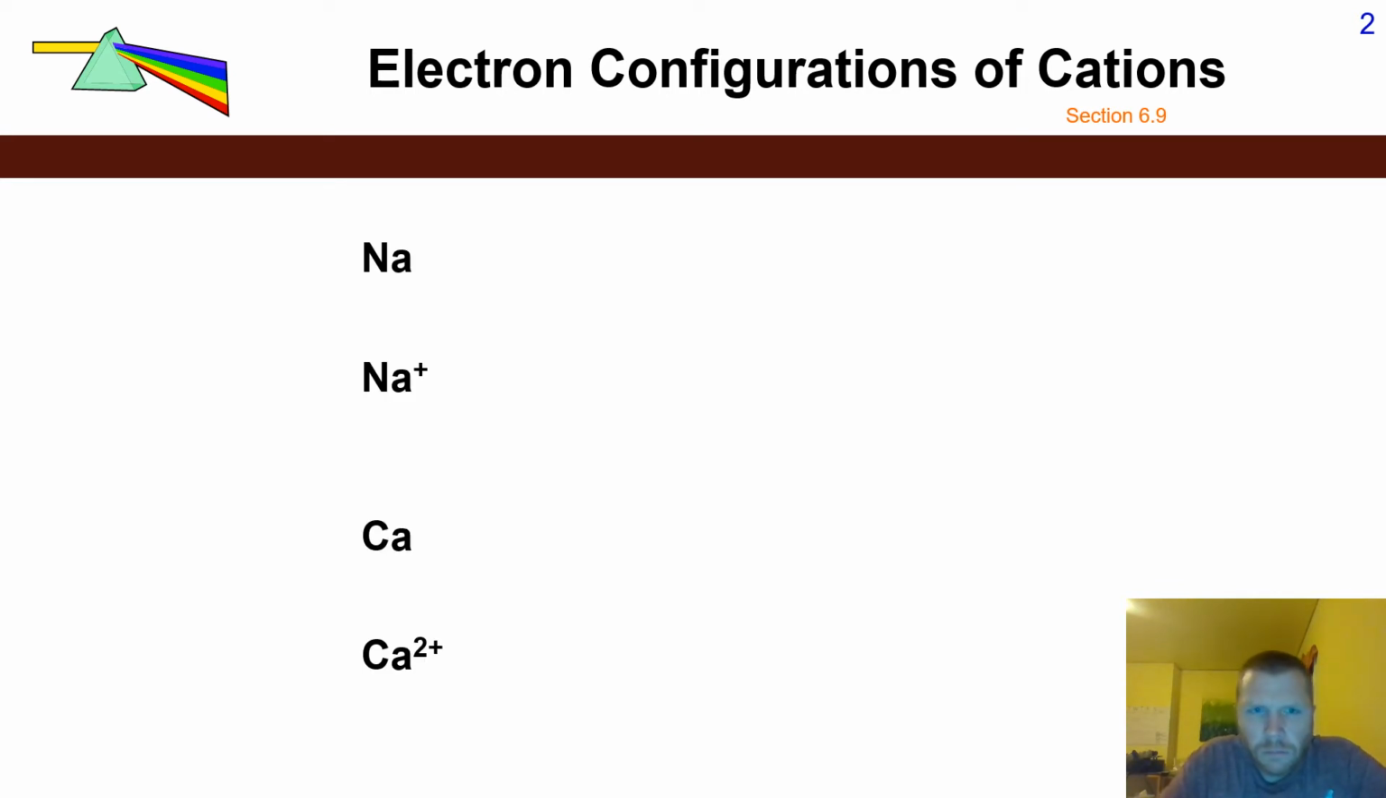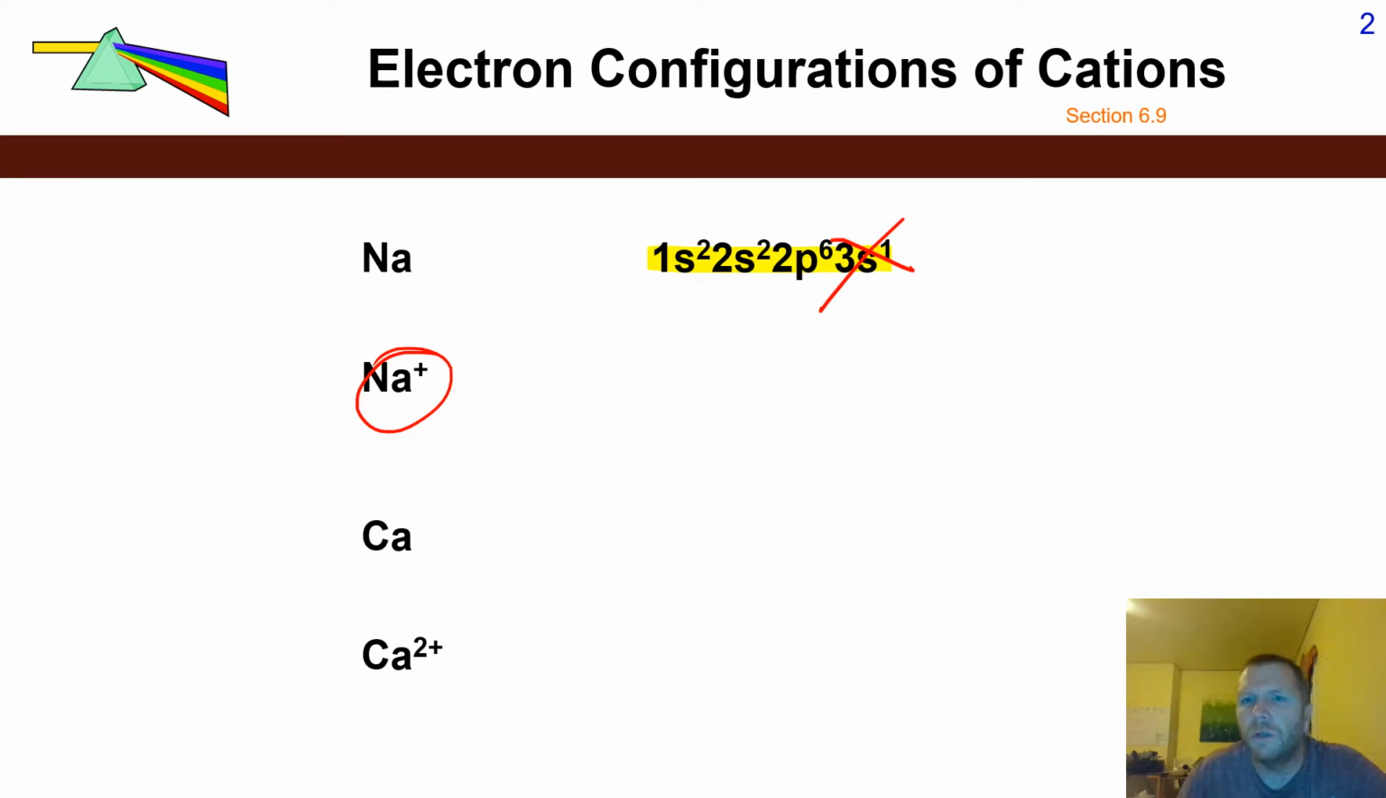Okay, so this compares the sodium cation and the calcium cation. Sodium has an electron configuration of 1s2, 2s2, 2p6, 3s1. Now, sodium generally forms that plus one cation. Okay, so that means it loses an electron. It becomes oxidized. The electron configuration for the sodium cation, well, it's going to be that electron removed. So an electron configuration of 1s2, 2s2, 2p6 is going to be it.